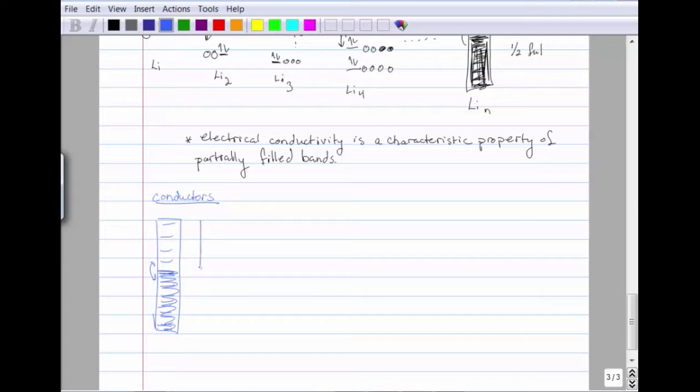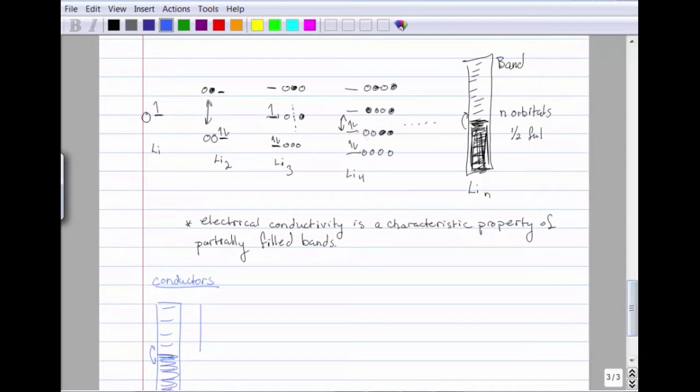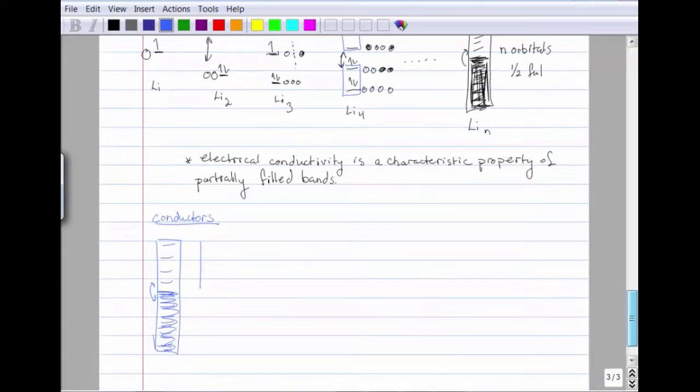Another type of conductor is where you have, so up here, if we would have drawn a band for lithium-4, because this had a band gap here between the HOMO and LUMO, you could have said that there were two bands, an empty band and a full band. Sometimes the empty band will overlap with the full band. And these two different types of bands have names. The one that's full is called the valence band, and the one that's empty is called the conduction band.